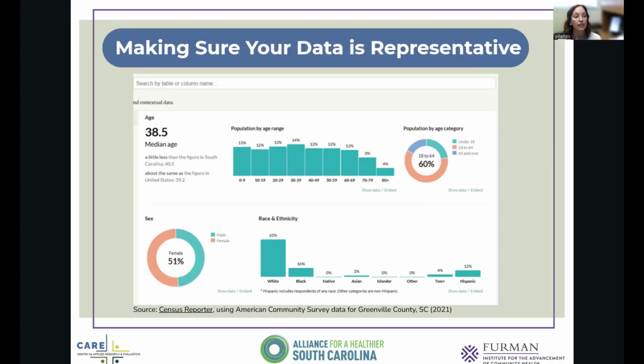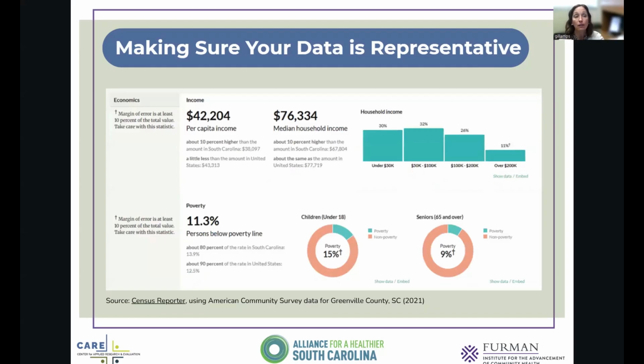And then you see a slight drop off in the age range of 70 to 79 and then 80 plus. We see that in Greenville County, 51% identified themselves as female, and then for race and ethnicity, 65% identified themselves as white, with 16% as Black and 12% as Hispanic. So this is the kind of data to compare against when we're collecting our survey responses. We would want them to be as similar as possible to what we're seeing here on the screen.